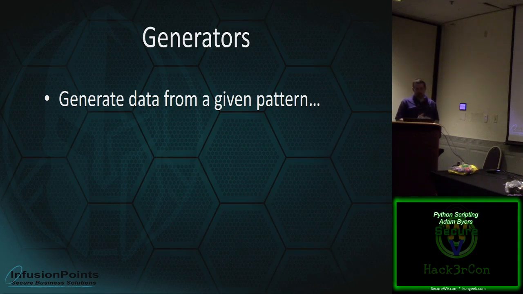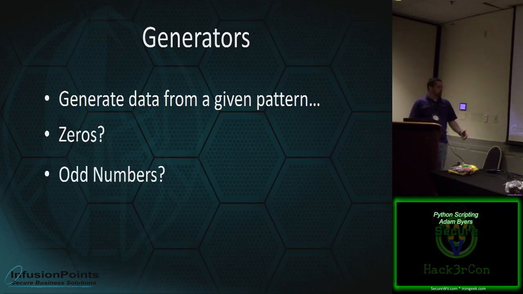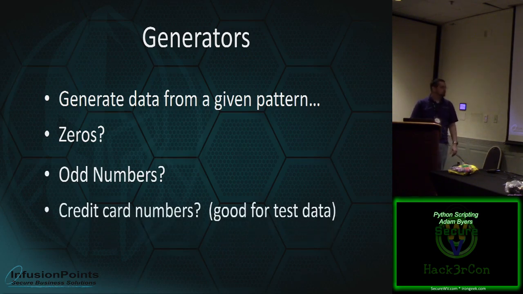They're going to generate data from a given pattern. I'm not going to go too deep into these. You might want to generate a bunch of zeros, odd numbers, credit card numbers. When I was testing my credit card scripts, we needed to make sure we didn't have that data on a regular basis, so it was good to have scripts that would do that. To generate the test data, I went around to my team and got everybody's credit card number. No, I wrote a script that would generate valid credit card numbers that I could plant in files along with my team's credit card numbers.